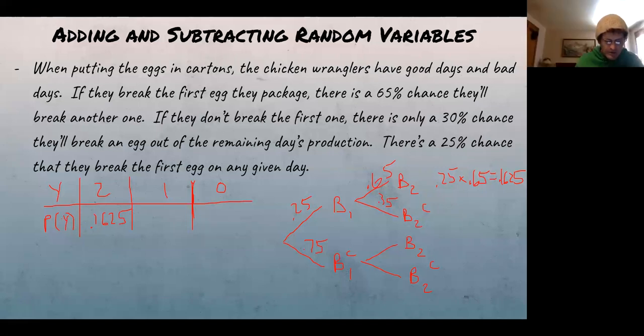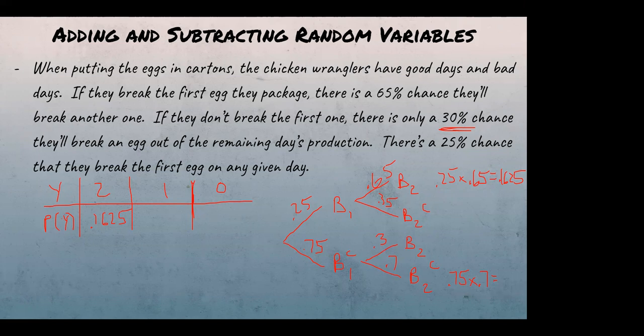Notice it is only a 30% chance that they break an egg. So this would be the 30% chance that they do break a second one. Here would be 0.7 that they don't. So go ahead and tell me 0.75 times 0.7 is 0.525.